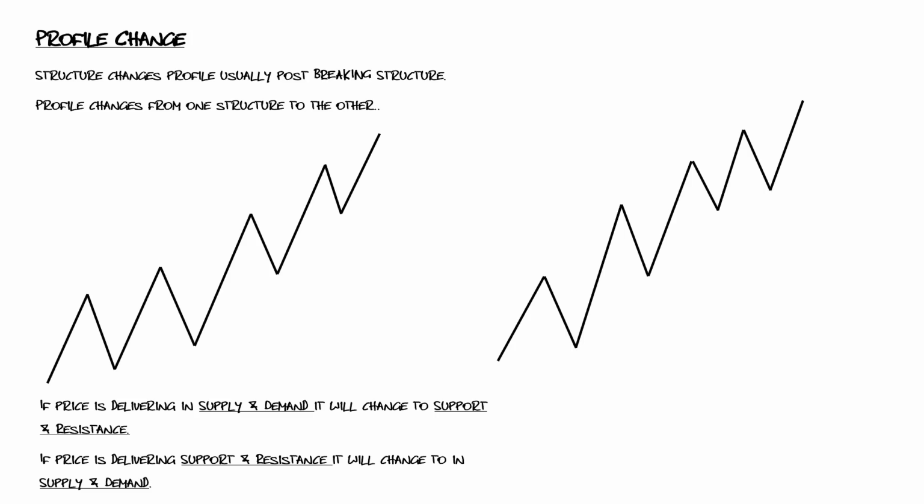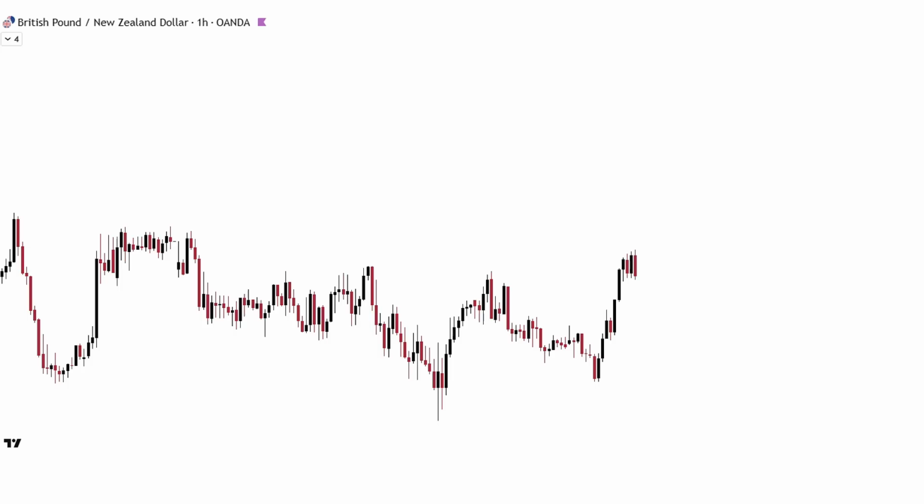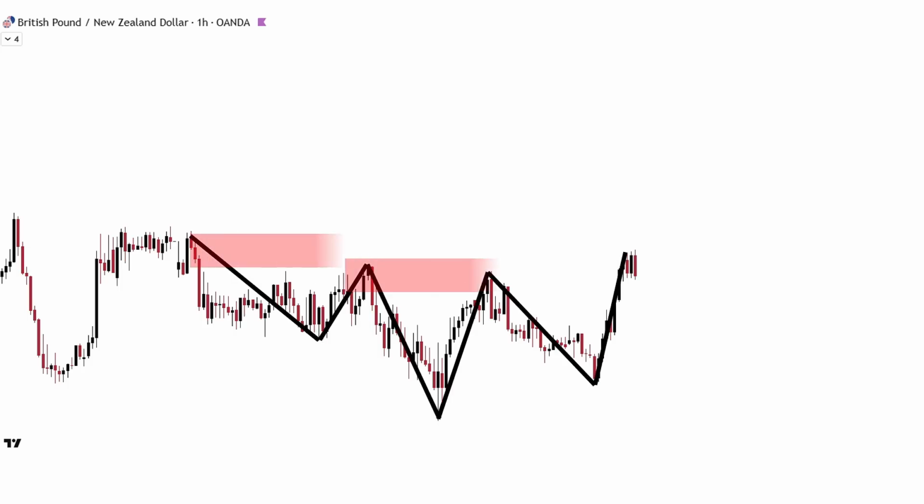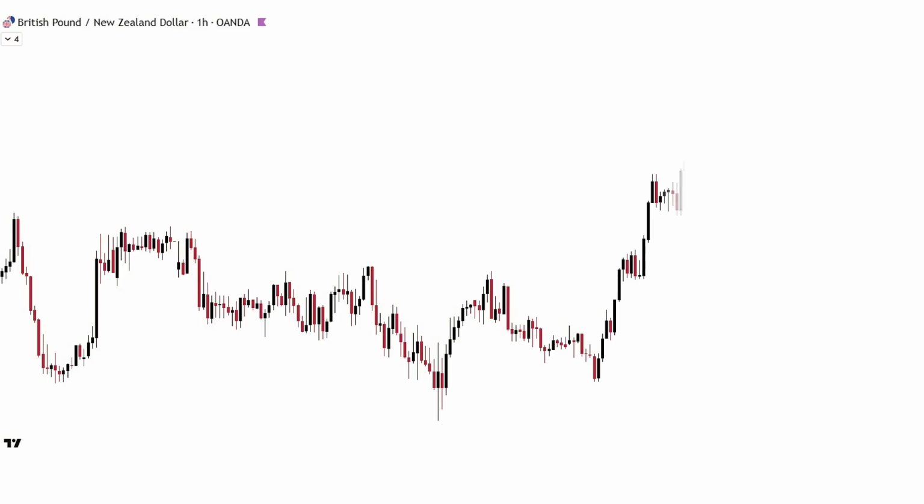And here are some other reasons why you should wait for a confirmation. So let's talk about profile change. Structure changes profile usually post break of structure. Profile changes from one structure to the other. If price is delivering in supply and demand, it will change to support and resistance. And if price is delivering in support and resistance, it will change to supply and demand. Here's an example. Price is moving in a supply and demand structure. And once you had that break of structure, now price is moving in a support and resistance structure.